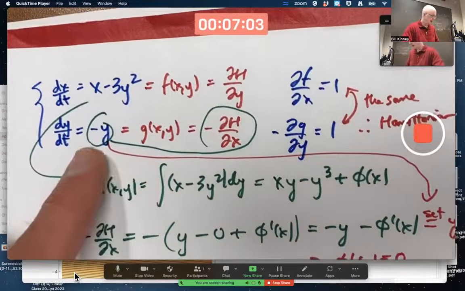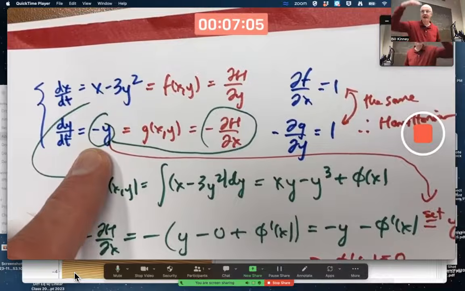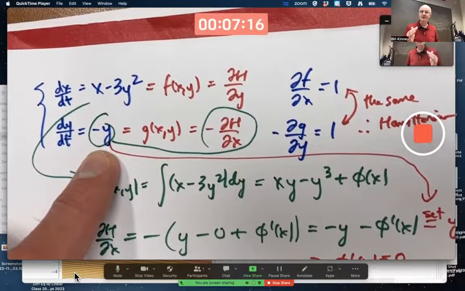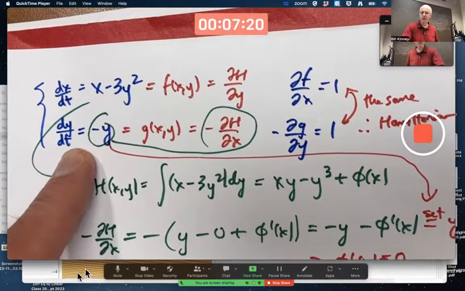For example, when y is positive, when I'm above the x-axis, dy dt is negative, solutions have to go downward when you're above the x-axis. And when you're below the x-axis, where y is negative, negative of a negative is positive, dy dt is positive, solutions have to go upward.